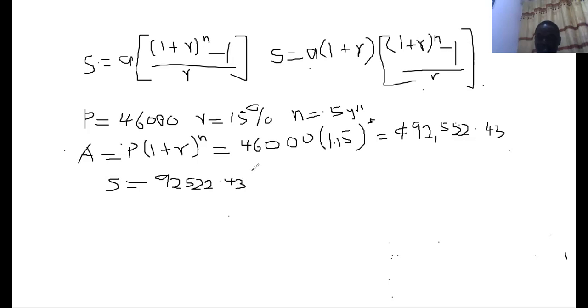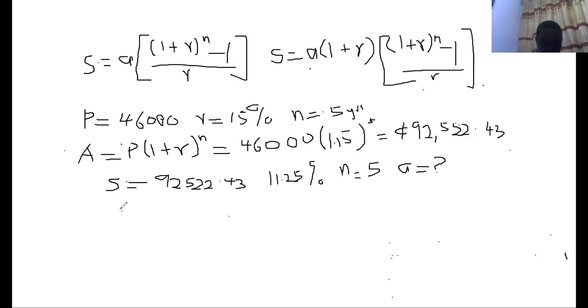But the interest on the sinking fund is 11.25%. Take note, and not the 15%. And then the duration is the same as that of the future amount, so the duration is 5 years. Then in this formula, you have to look for small a, which will be the installment into the fund. So small a is what we don't know. So that's a question mark.